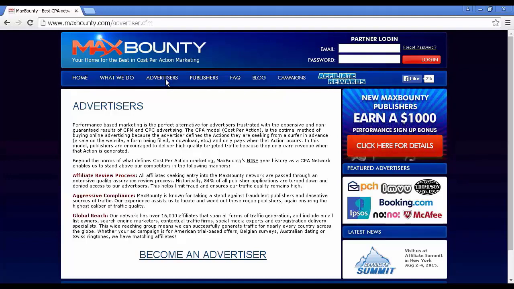In this model, publishers are encouraged to deliver high-quality targeted traffic because they only earn revenue when that action is generated. Beyond the norms of what defines cost per action marketing, Max Bounty's 9-year history as a CPA network enables us to stand above our competitors in the following ways. Affiliate review process. All affiliates seeking entry into the Max Bounty network are passed through an extensive quality assurance review process. Historically, 84% of all publisher applications are turned down and denied access to our advertisers. This helps limit fraud and ensures our traffic quality remains high.